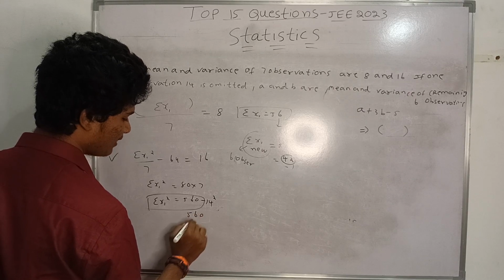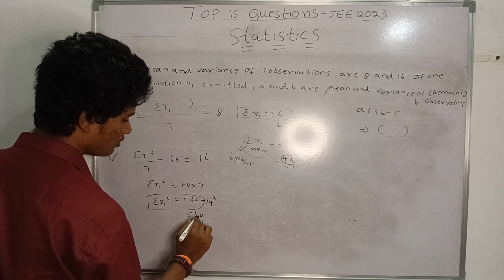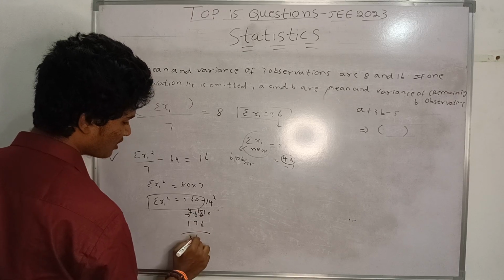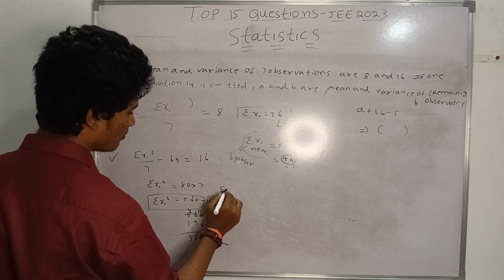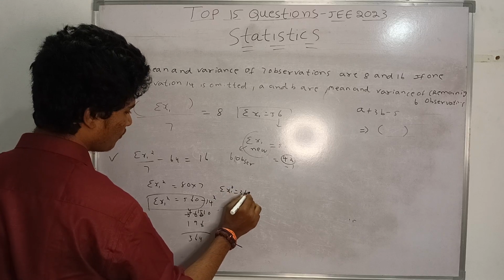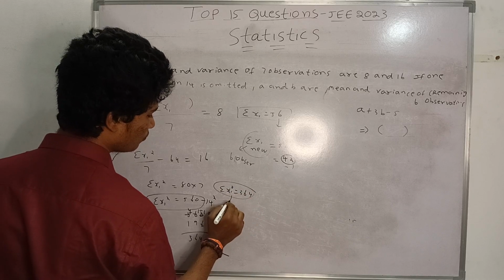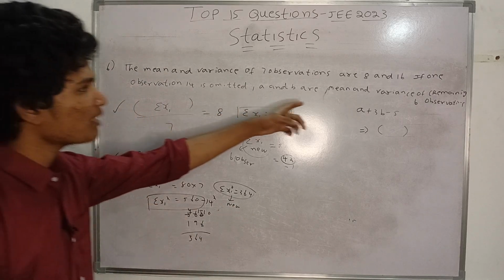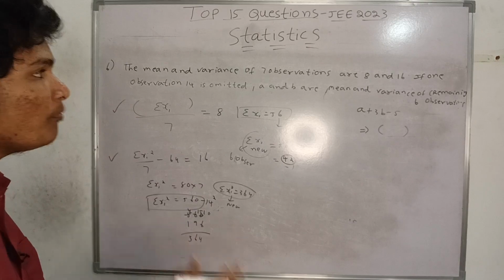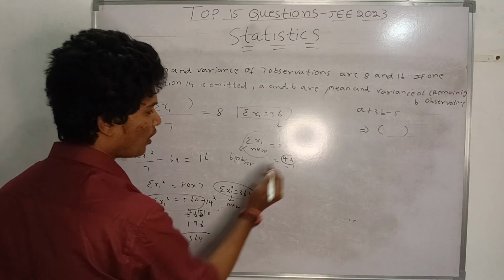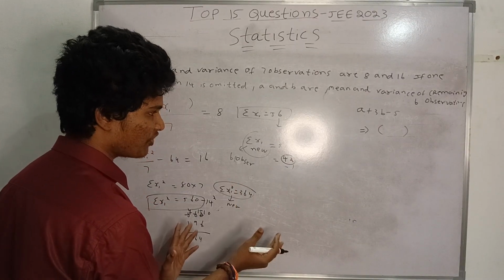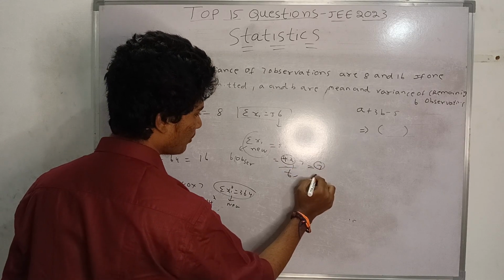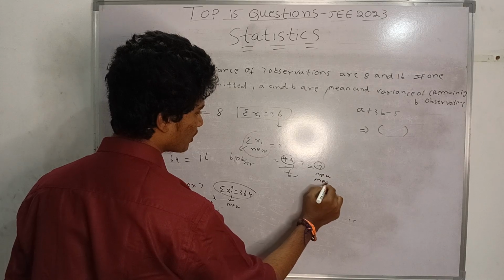So 560 minus 196. What you will get? You will get 364. So sigma xi square is 364. So this is new. And now they are asking, when 14 is omitted, A and B are the new mean and variance. So here 42 is the summation of 6 observations. So what is the mean of the observations? Divided by 6 simply. So 7 is the new mean we got.